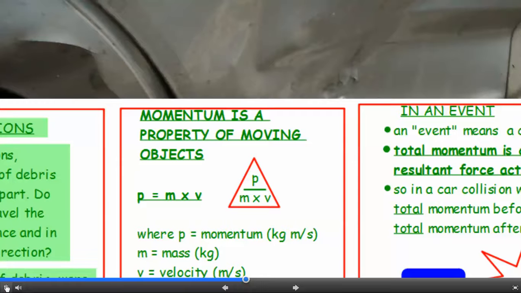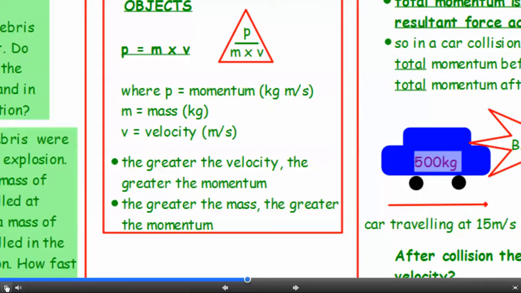There's a triangle. Where P equals momentum, this is kilogram meters per second, m is mass, always in kilograms, and v is velocity in meters per second. The greater the velocity, the greater the momentum, and the greater the mass, the greater the momentum.